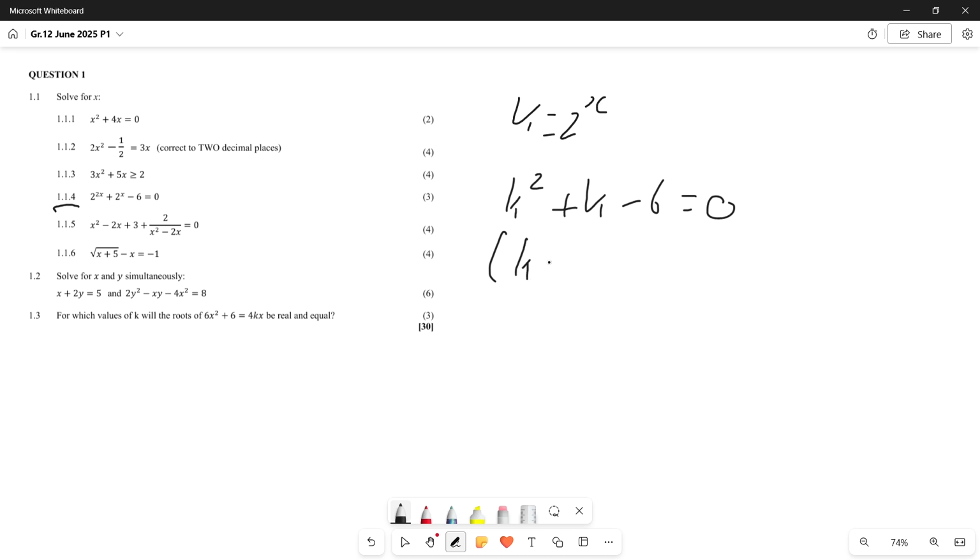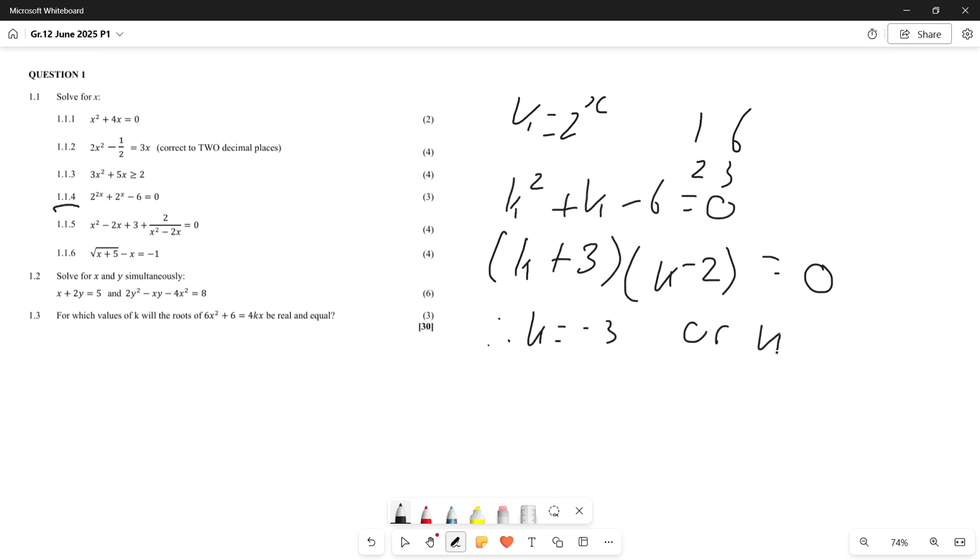So we're going to split up our k into one bracket, k into the other bracket. This equals 0. And our factors of 6, we have 1 and 6, we have 2 and 3. So to get a positive 1, we're going to go with the 3 and the 2 option. We're going to go 3 here, we're going to go 2 here, we're going to go plus, we're going to go minus. And then we are going to solve for them. So k equals -3 or k equals 2.